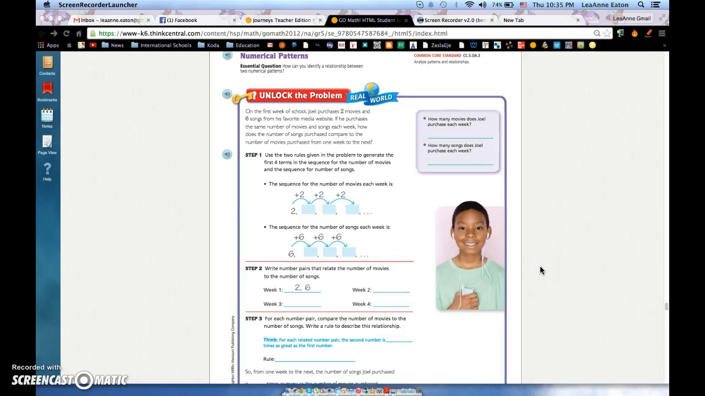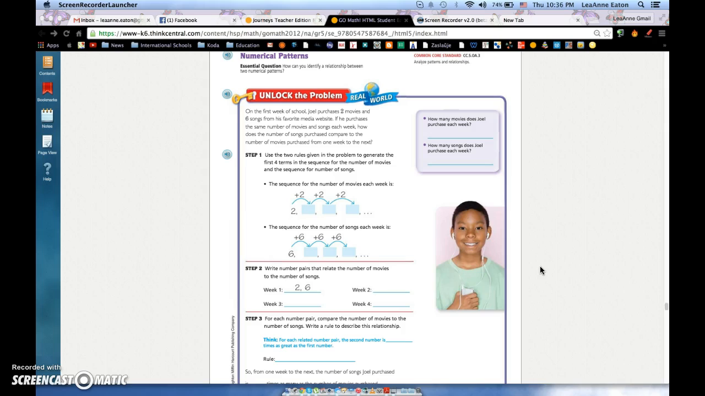Hi guys! Today we're going to look at numerical patterns and we're going to answer the question, how can you identify a relationship between two numerical patterns? Go ahead and open your textbooks to page 387. We're going to identify the pattern and then we're going to create ordered pairs, and then we're going to graph the ordered pairs onto a coordinate plane.